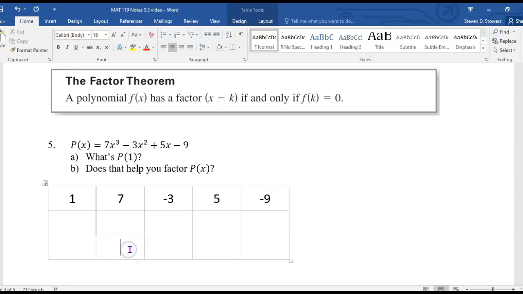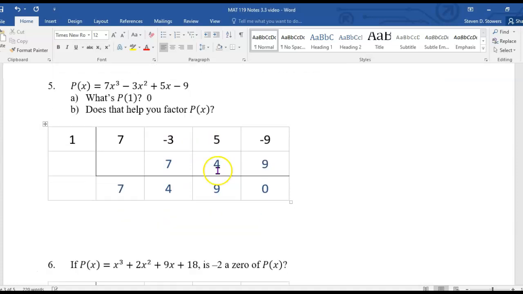Bring down the 7. 1 times 7 is 7. Negative 3 plus 7 is 4. 1 times 4 is 4. 5 plus 4 is 9. 1 times 9 is 9. Negative 9 plus 9 is 0. So what is p of 1? Answer, 0.